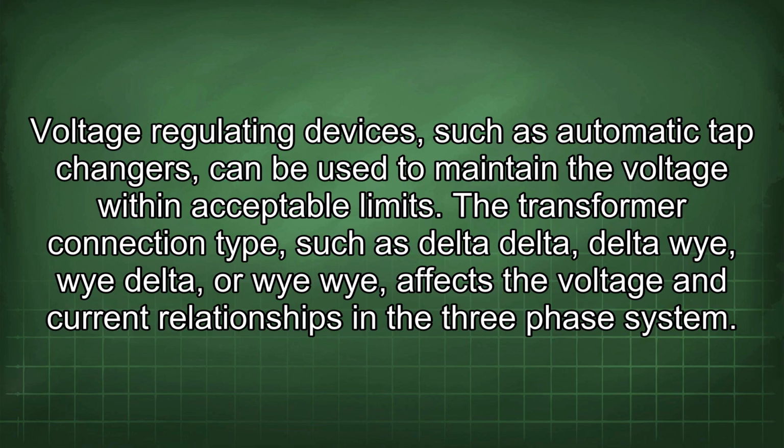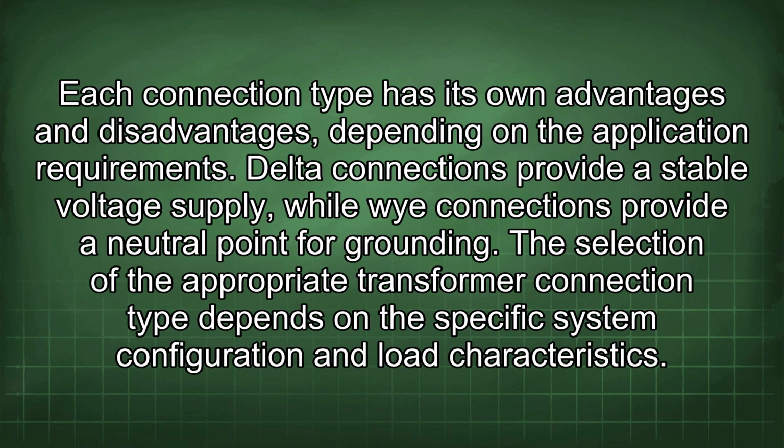The transformer connection type, such as delta-delta, delta-Y, Y-delta, or Y-Y, affects the voltage and current relationships in the three-phase system. Each connection type has its own advantages and disadvantages depending on the application requirements. Delta connections provide a stable voltage supply, while Y connections provide a neutral point for grounding. The selection of the appropriate transformer connection type depends on the specific system configuration and load characteristics.